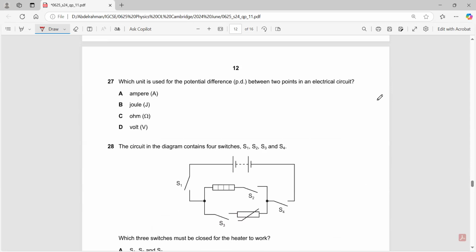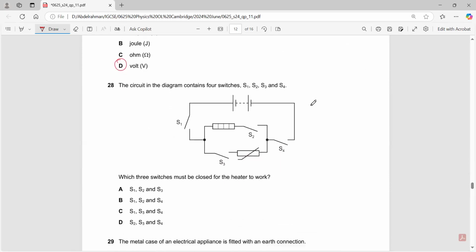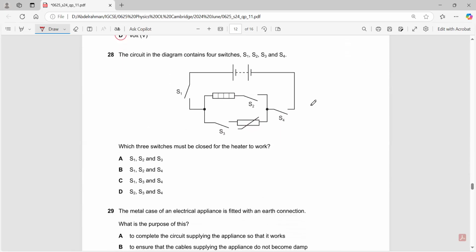Which unit is used for the potential difference? Potential difference, definitely the volts. The circuit in the diagram contains four switches, 1, 2, 3, and 4. Which three switches must be closed for the heater to work? Which of these is the heater? This is the heater, so you need S1, S2, and S4. S3 is for the thermistor.